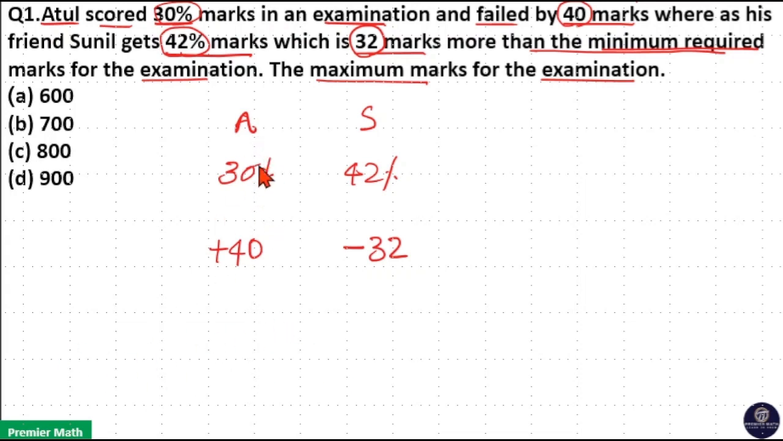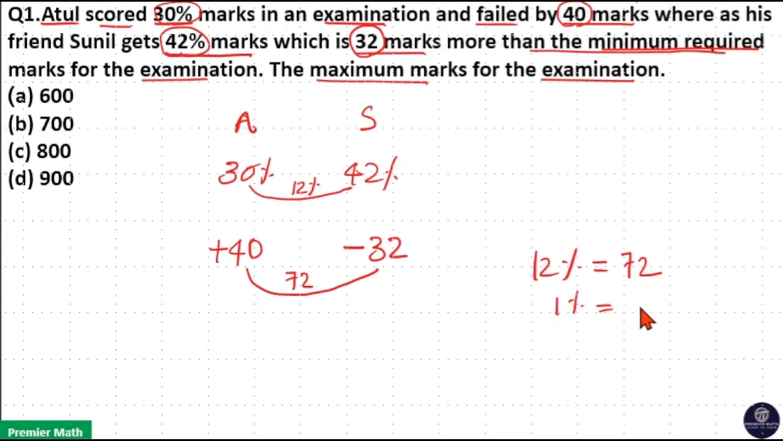So here, difference between 30% and 42% is 12%. And difference between 40 and minus 32 is 72, because 40 minus minus 32 is 40 plus 32, 72. Then equalize it. The difference here is equal to the difference there. So 12% is equal to 72. Then 1% is 72 divided by 12, which is 6. So 1% mark is 6.